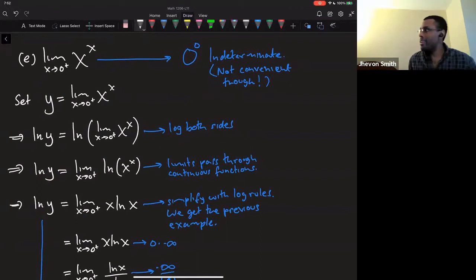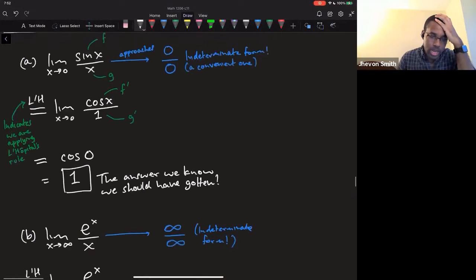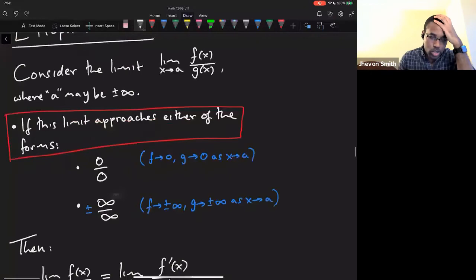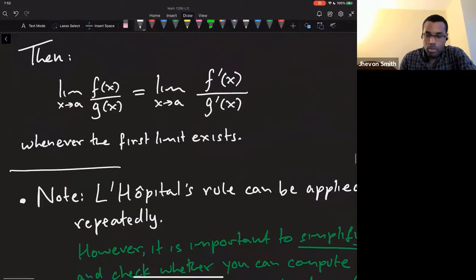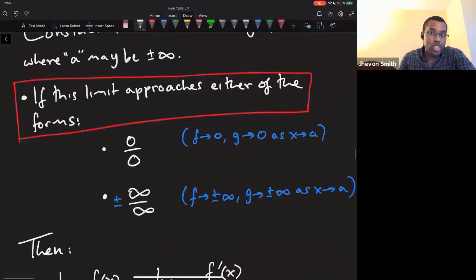But be careful. A common misconception is that you can just differentiate any limit you want to actually take the limit. That's not true. If you have these two forms, you can differentiate the top and the bottom and get a limit. You can't compute a limit by taking a derivative. You have to take a limit of the division of the derivatives if you have these two cases. You're not allowed to do it in any other case, right?